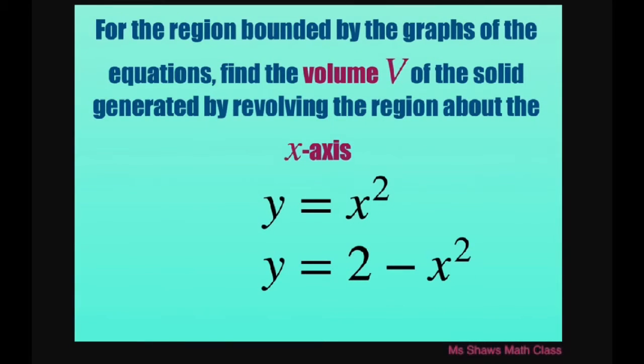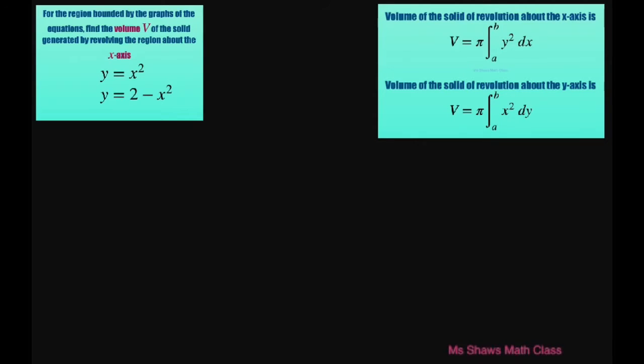For the region bounded by the graphs of y equals x squared and y equals 2 minus x squared, we're going to find the volume of the solid generated by revolving the region about the x-axis. Since we're revolving about the x-axis, we're going to use this formula here.